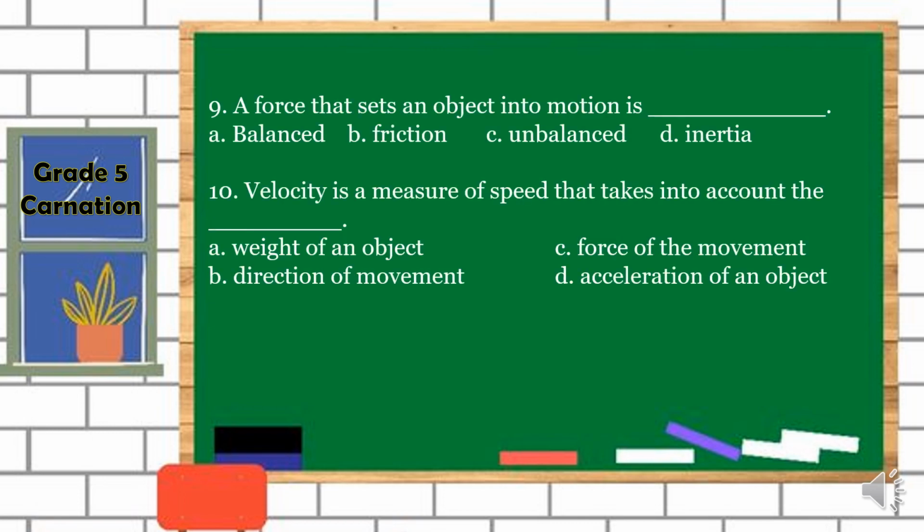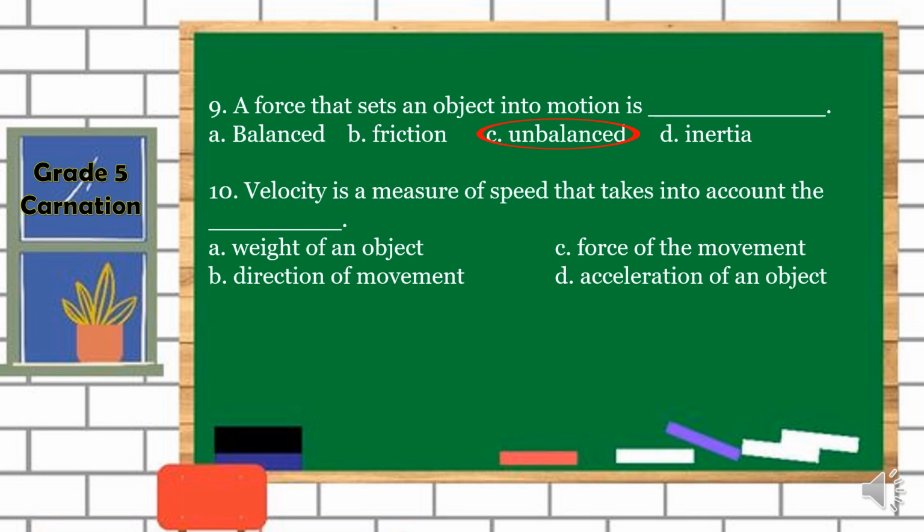Number 9. A force that sets an object into motion is blank. A, balanced, B, friction, C, unbalanced, or D, inertia. Okay, so the answer is letter C, unbalanced.